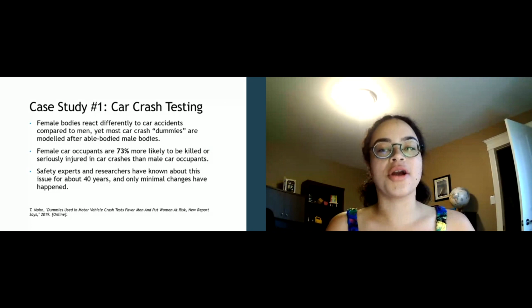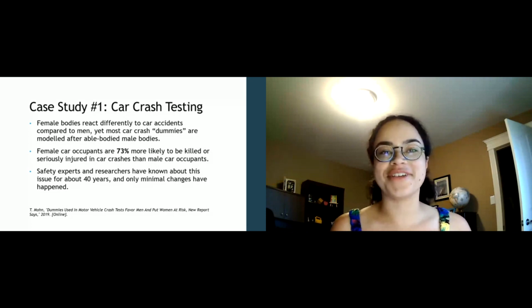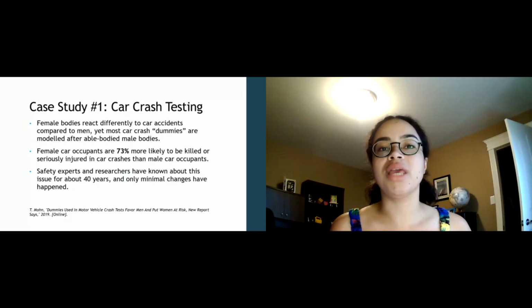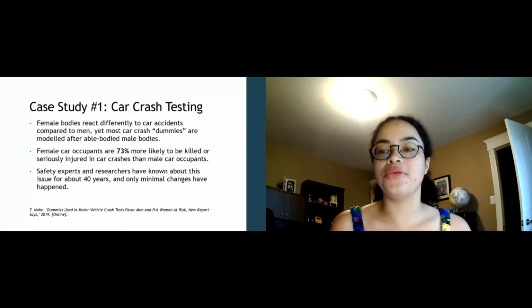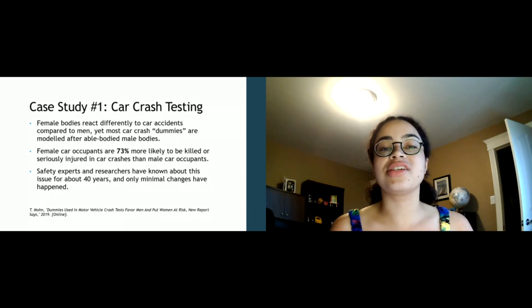So the first one is car crash testing. When people are doing testing for the safety of their cars, they often use what's called crash test dummies. And it makes sense that different bodies react differently in car crashes. But most of the car crash dummies are actually modeled after able-bodied male bodies. And so because these crash test dummies are only modeled after a very small subset of people, female car occupants are actually 73% more likely to be killed or seriously injured in car crashes than male car occupants.